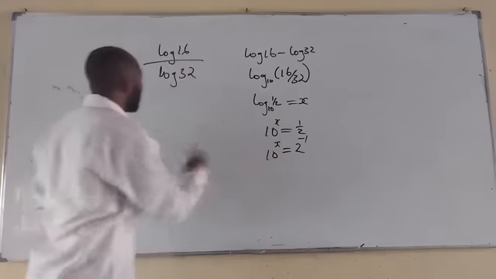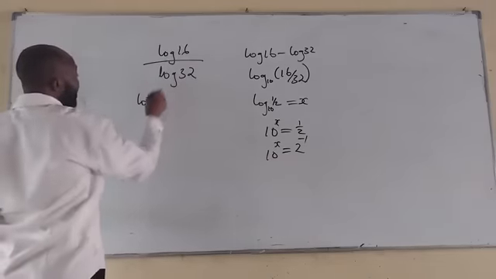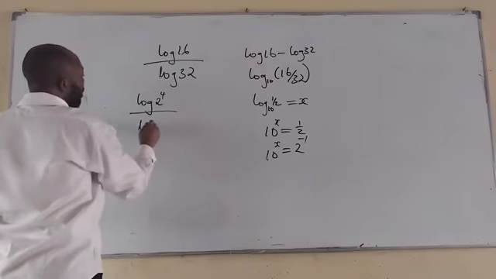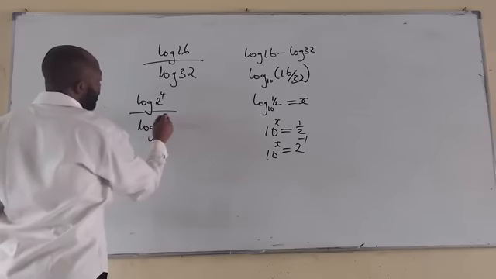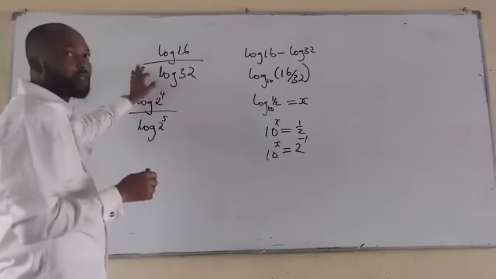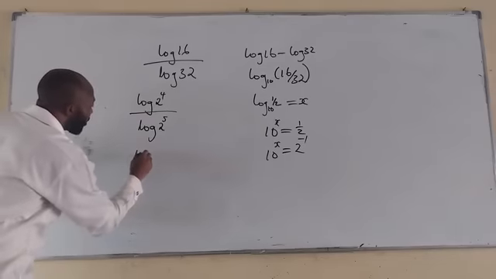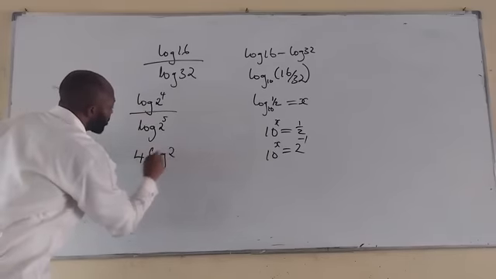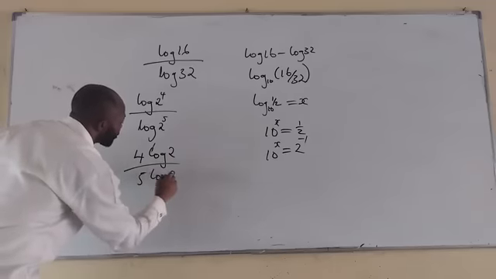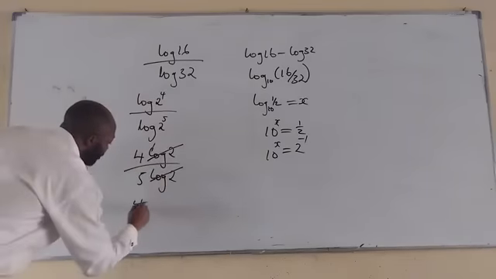Let's go back to the power law. Now, in the power law, log 16 is the same thing as 2 raised to the power 4, over log 32, which is the same thing as 2 raised to the power of 5. According to the power law, when a number is raised to a certain power, we can use the power to multiply the log, and that becomes 4 log 2 over 5 log 2. Now the log 2s are the same, so I cancel them out. And my answer becomes 4 over 5.